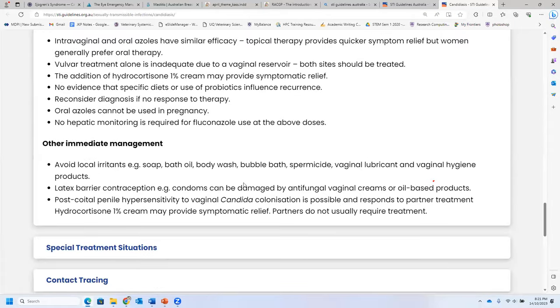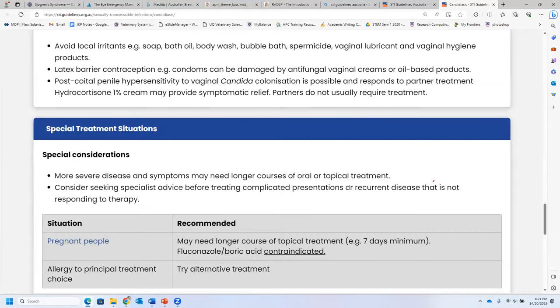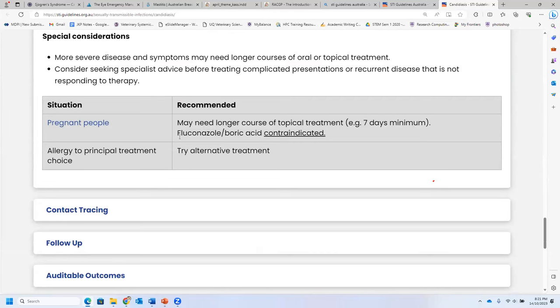What else? Special situations will be pregnant females. In pregnant females, we know that we can't give fluconazole or boric acid, so we just give topical treatment to them.